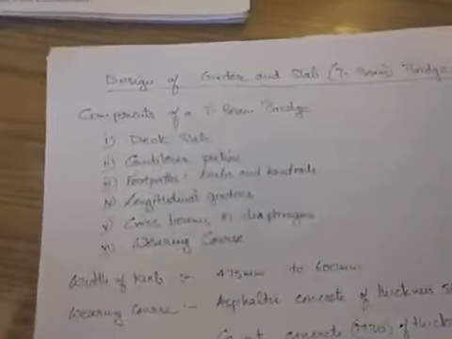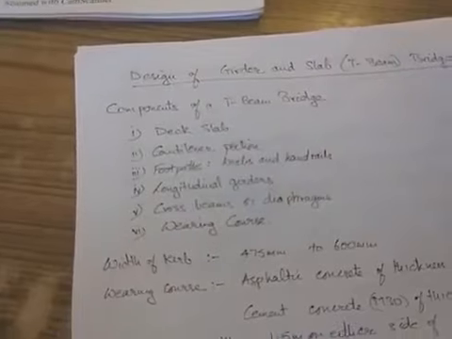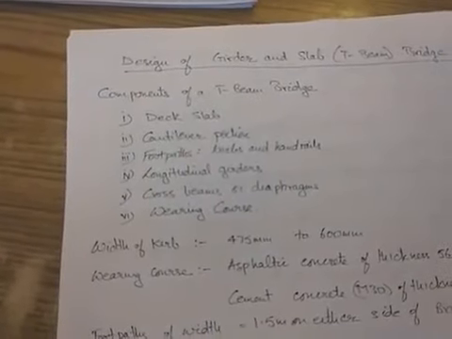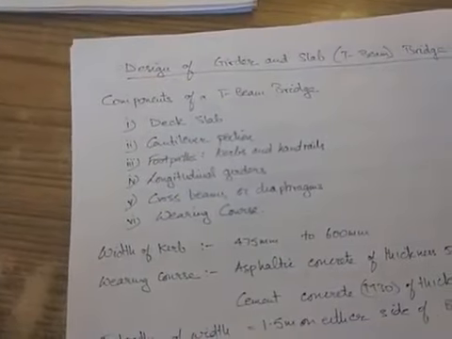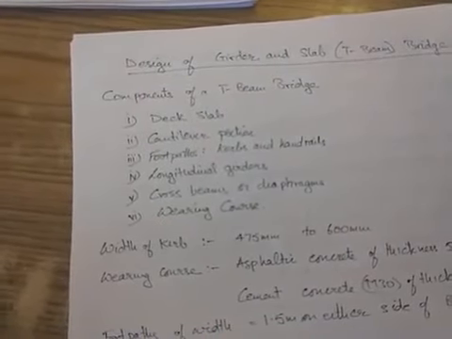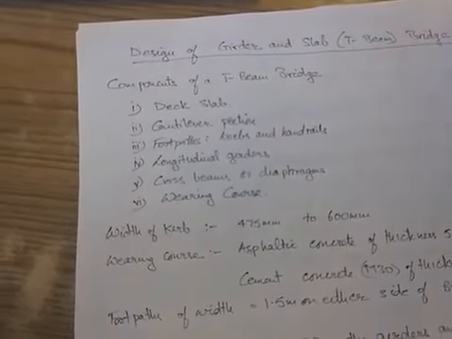Hello dear friends, I'm going to start with the design of the RCC bridges, reinforced concrete bridges, where it covers the few types of bridges that are slab bridges, girder and slab T-type bridges, hollow girder bridges, balanced cantilever bridges, rigid frame bridges, arch bridges and bowstring bridges.